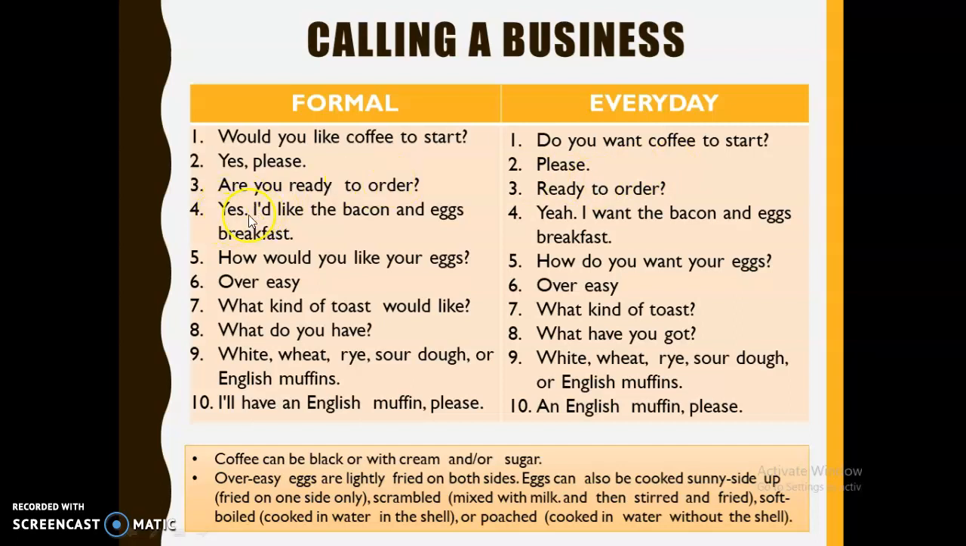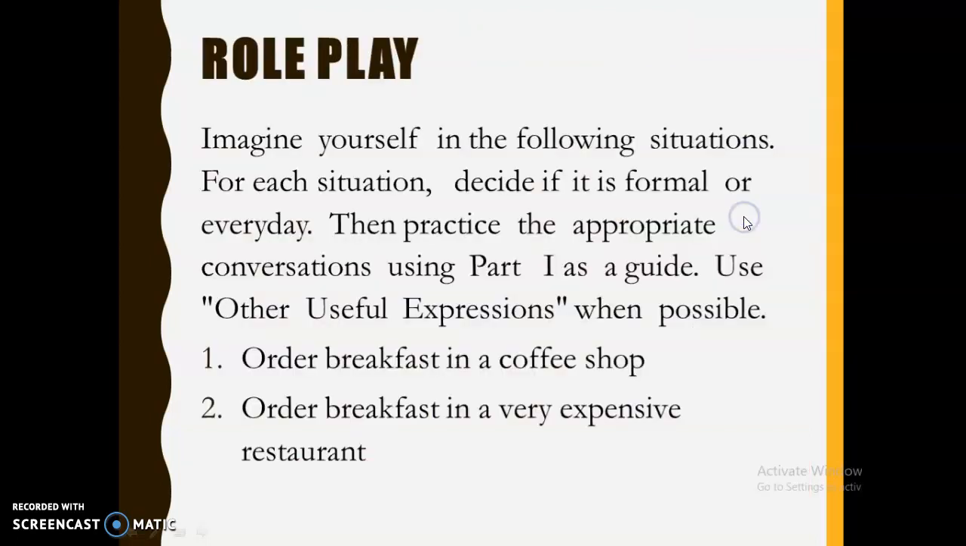And then the answer, look at the answer, yes, and then yeah. We have already discussed this so many times that yes is for formal, and yeah is for informal or everyday situations, and then no for formal and nope for everyday language. And then for this one, the same thing. You will say I would like, and then for everyday you just say I want, and then here the things that you want. So here, yes, I would like the bacon and eggs breakfast. Yeah, I want the bacon and eggs breakfast.